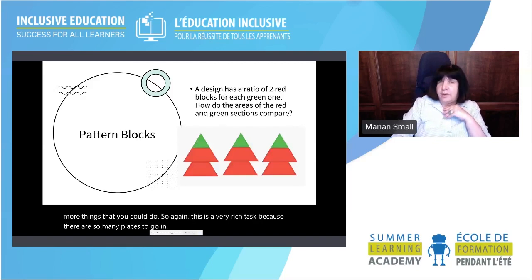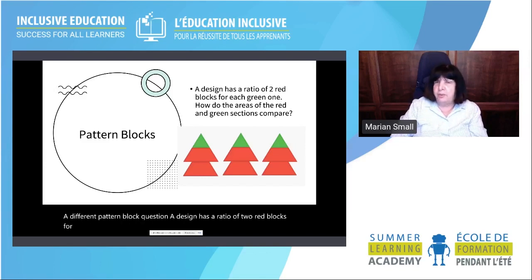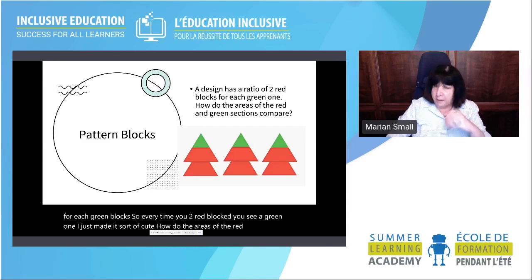A different pattern block question. A design has a ratio of 2 red blocks for each green block. So every time you see 2 red blocks, you see a green one. I just made it sort of cute. How do the areas of the red and green compare?